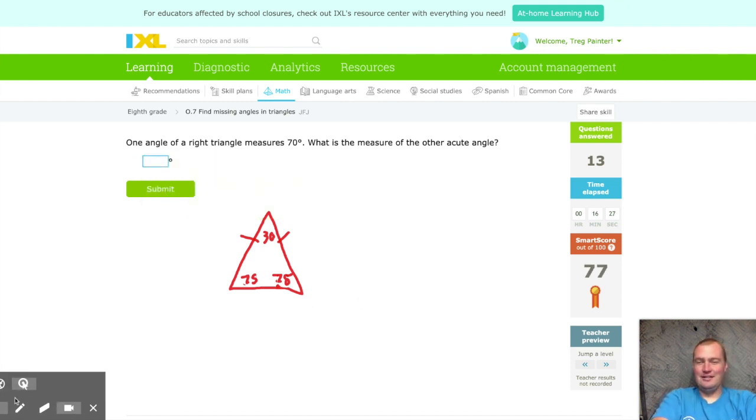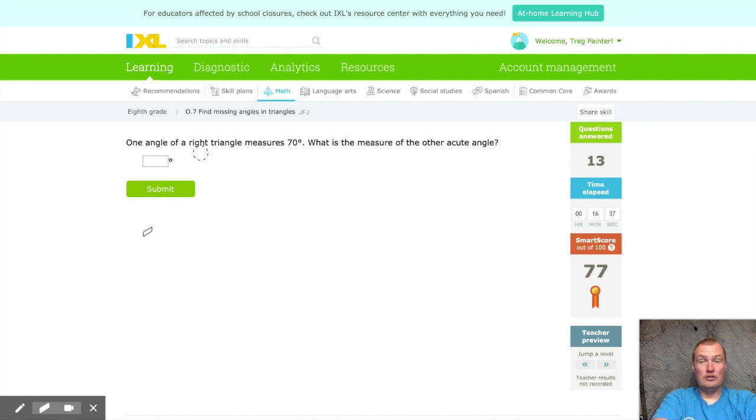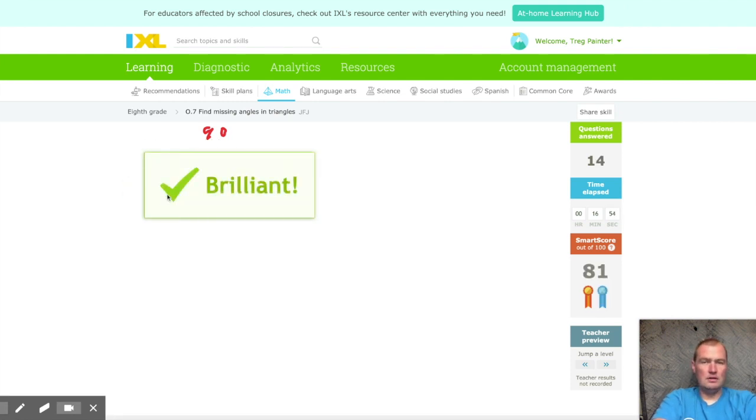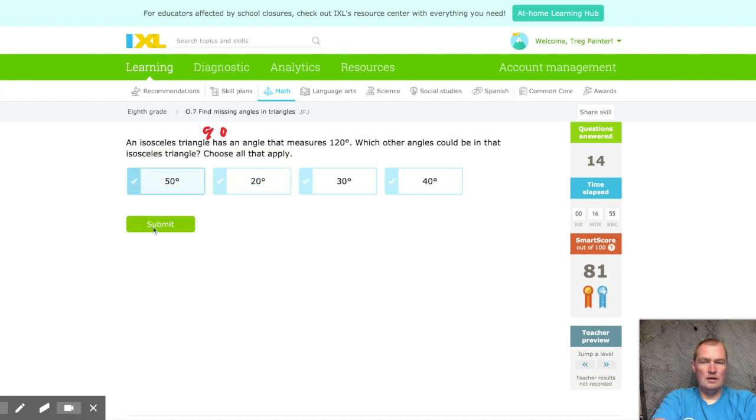All right. We're going to clear the screen. Okay, one angle of the right triangle measures 70 degrees. What is the measure of the other acute angle? Oh, right triangle. This is that right triangle thing again. So right triangle is 90. 180 minus 90 is 90. And 90 minus 70 leaves us with 20 degrees. So that was not bad. And I'll do one more.